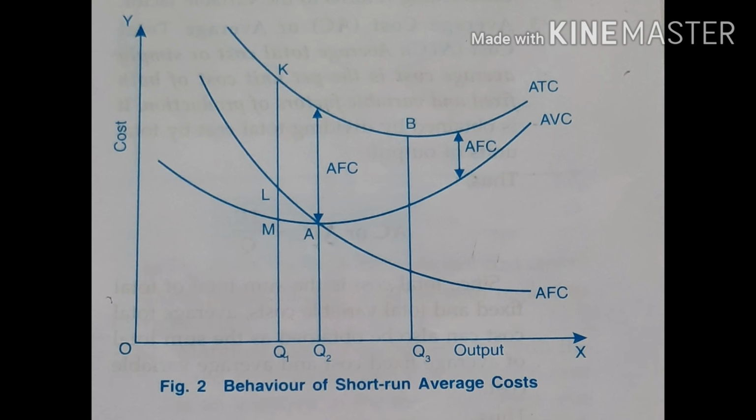Now if you remember the law of variable proportion, it says that as you increase the amount of variable factor over the given amount of fixed factor, the total product increases at an increasing rate initially, then increases at a decreasing rate, and ultimately it diminishes. This is the statement for the law of variable proportion.